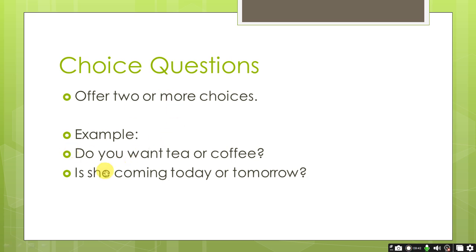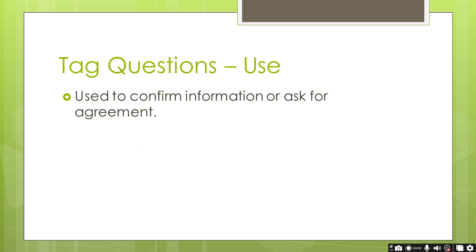Another example that we have here, is she coming today or tomorrow? You have more choices. She can say, for example, she is coming today or she is coming tomorrow.